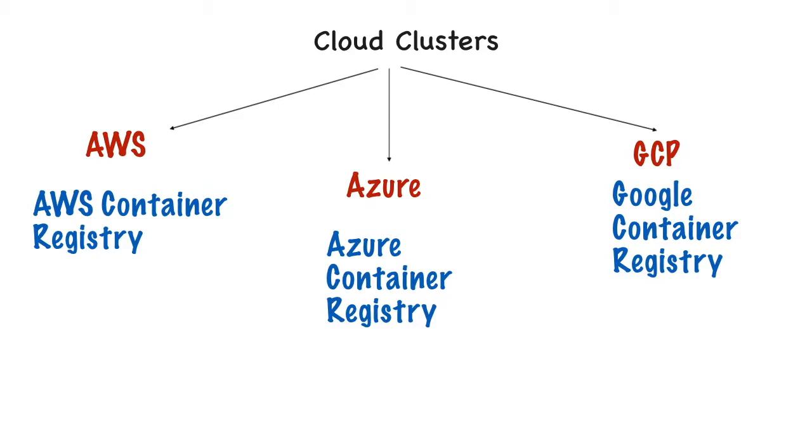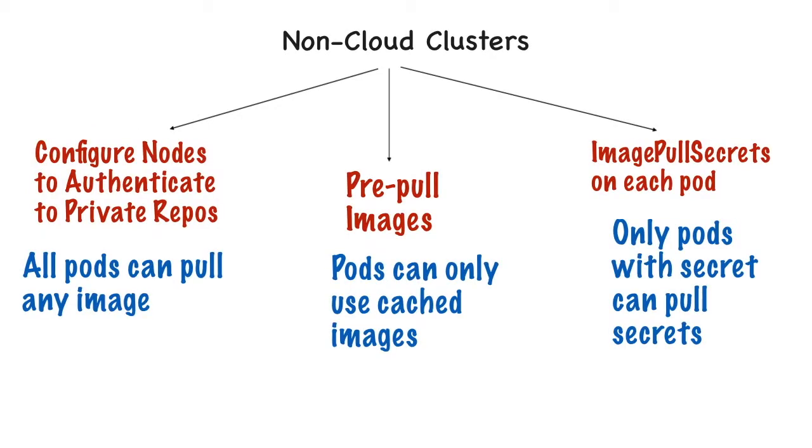Each of these options was pretty easy to use out of the box because of support provided by the corresponding public cloud provider. If we are not making use of a cloud registry provided by one of these public cloud providers, then things get a little more complicated. Here we have three more options. The first option is to configure all nodes to authenticate to a private registry. Because this is happening at the level of the node, all pods can go ahead and read any configured private registries and pull all images from them.